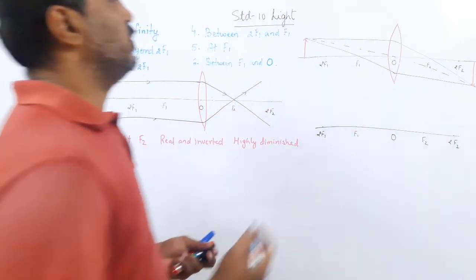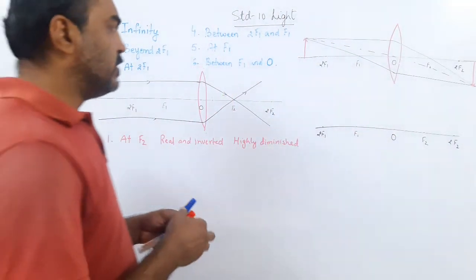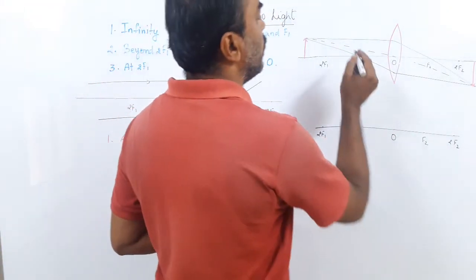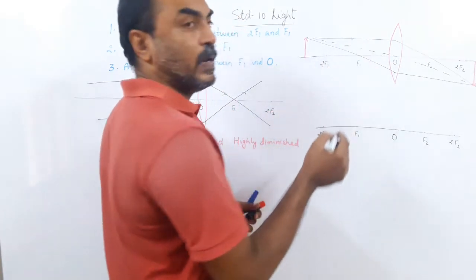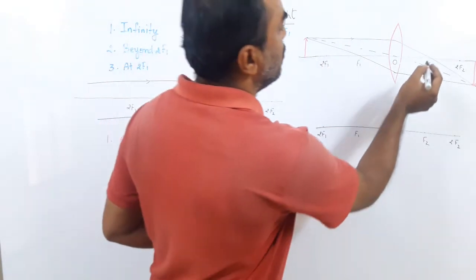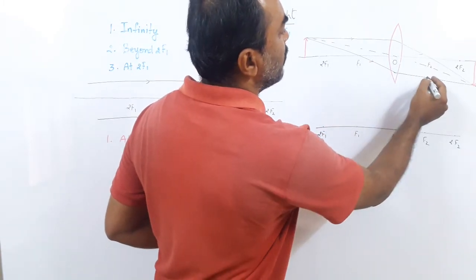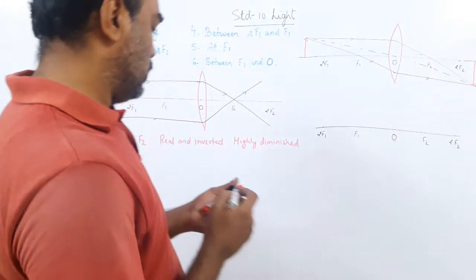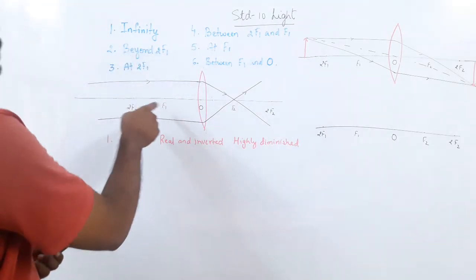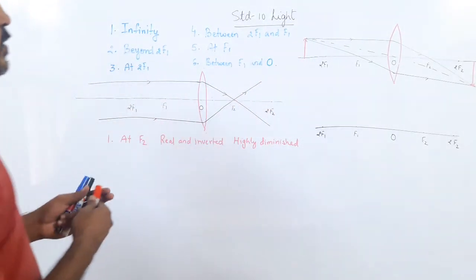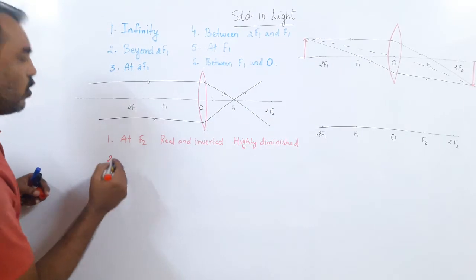Where is the image formed? Can you see? Applying the same rules. Rule number 1: parallel to the principal axis, after refraction passes through the focus; passing through the focus, after refraction parallel to the principal axis. So in case number 2, when the object is beyond 2F1, where is the image formed?